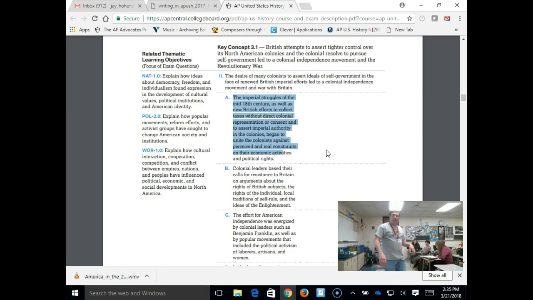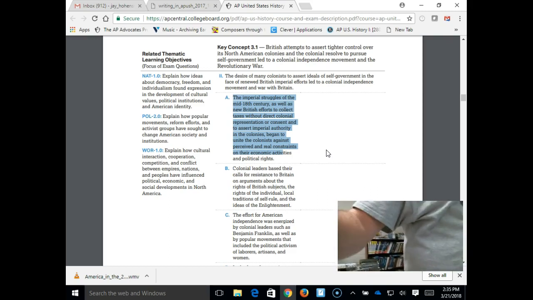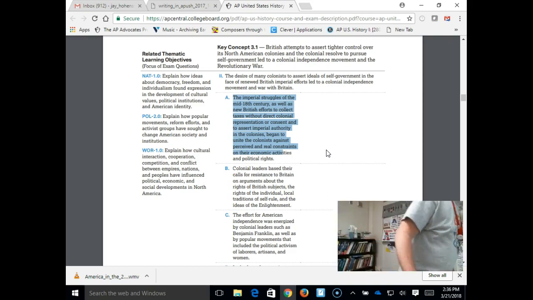Notice in the middle column that you've got letter B. It says colonial leaders based their resistance to Britain on arguments about the rights of British subjects. What groups of people do we want to reference when we're talking about resistance inside the colonies? Go ahead.